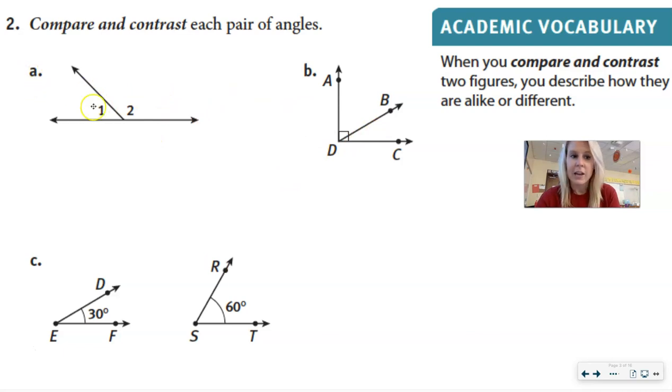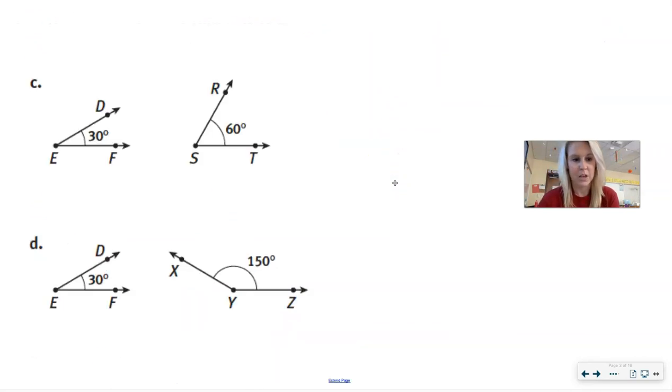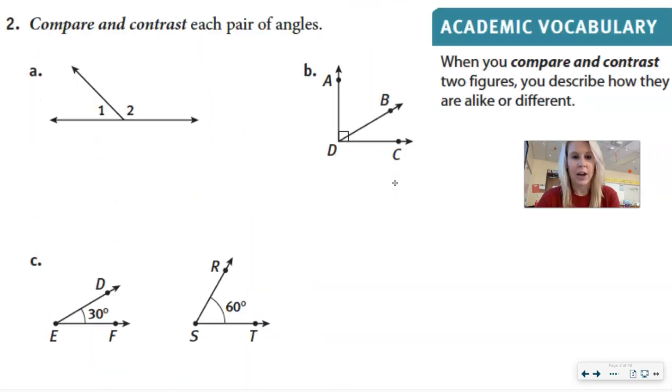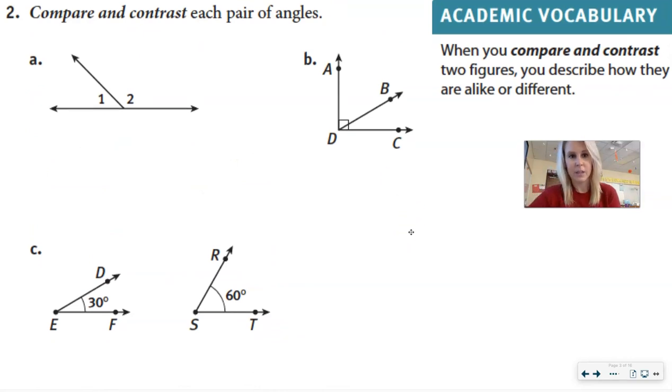On part A, you're going to be comparing angle 1 and angle 2. How are they similar? How are they different? Same thing on B, comparing this angle, how are they similar, how are they different? Go ahead and compare and contrast A, B, C, and D. Press pause, and then we'll talk about some answers.